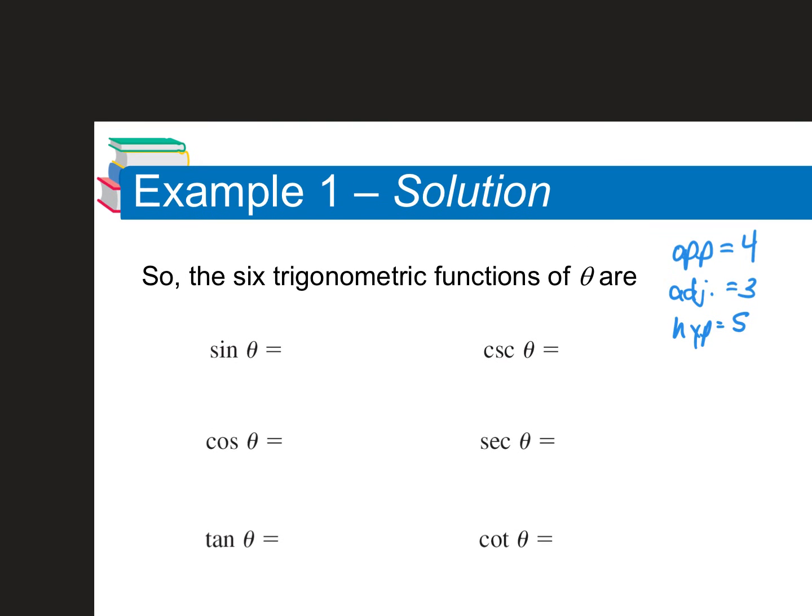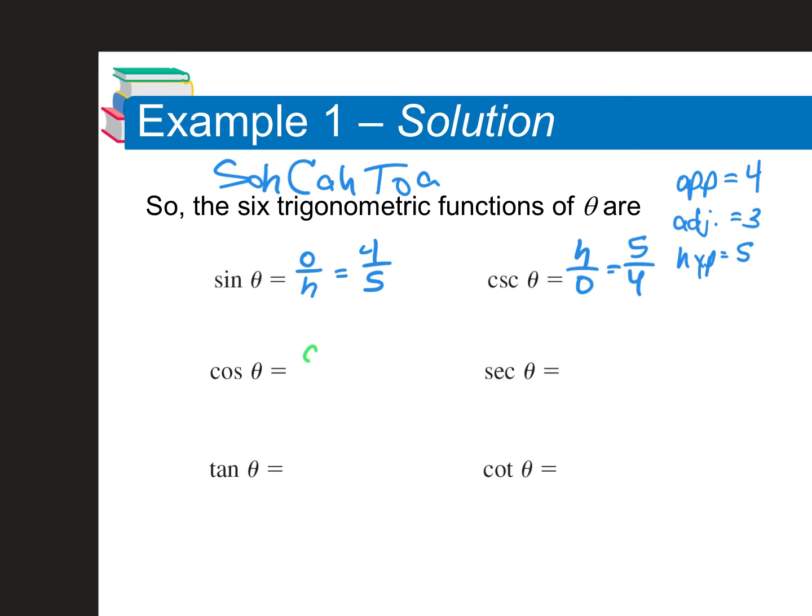Sine. If you need to, write out SOH-CAH-TOA. Sine is opposite over hypotenuse. What's the opposite side? 4 over 5. If sine is opposite over hypotenuse, then cosecant is hypotenuse over what? Opposite. You just flip it. So instead of 4/5, it's 5 over 4.